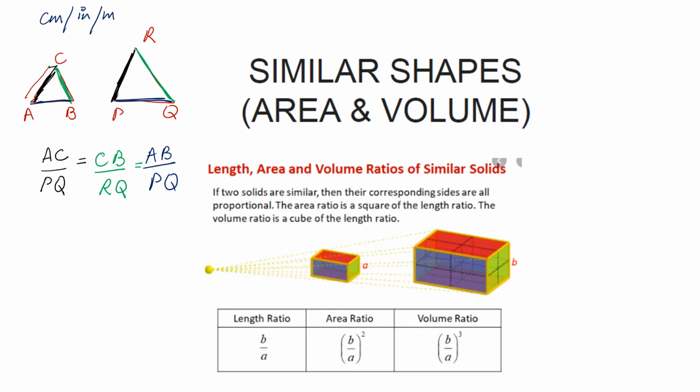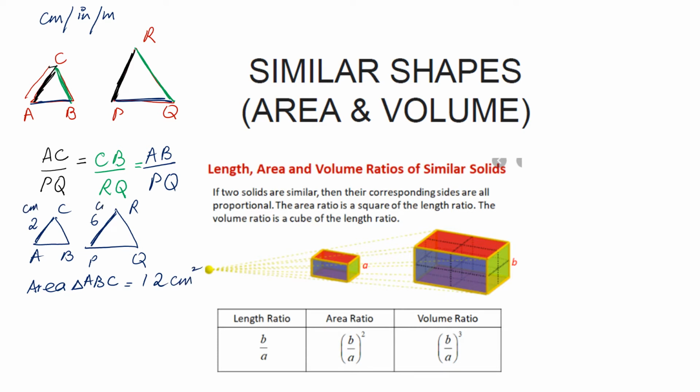Now, whenever we are given the sides but asked to find an unknown area, for example, if two triangles, ABC and PQR, are given to us, and one of the sides, AC is 2 and PR is 6, and the area of triangle ABC is given as 12 centimeter square, with the side units in centimeters, and you are asked to find the area of triangle PQR.